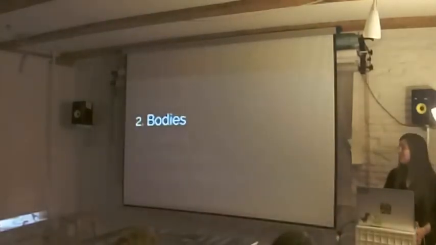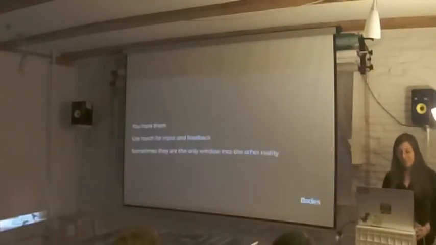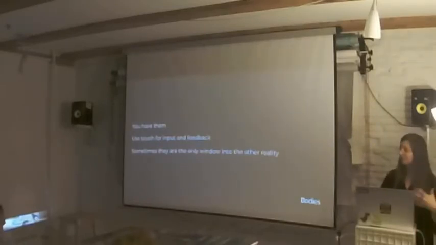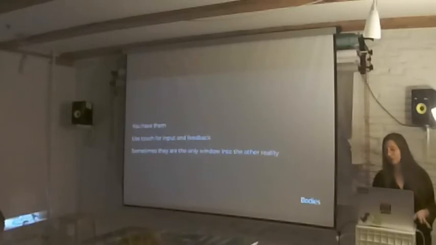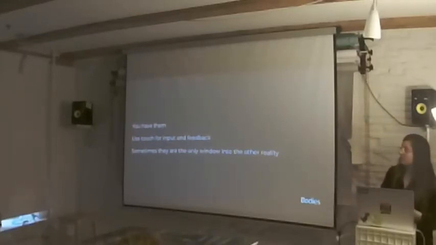Second pillar, bodies. You have bodies, so instead of letting them get in the way of your interactions, you could think of them as huge haptic sensors to use for input and feedback. This lets them supply information about the reality that you're not in. In this way, bodies become access points, or sometimes the only windows you get into the other reality.